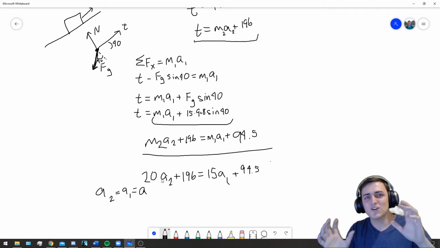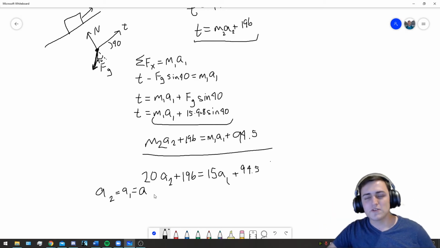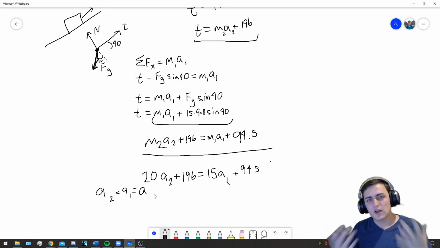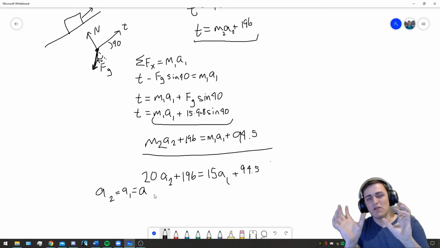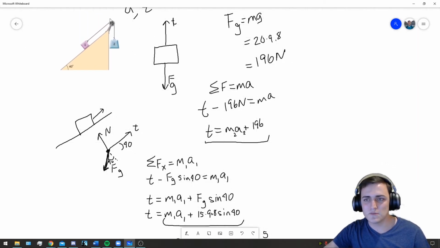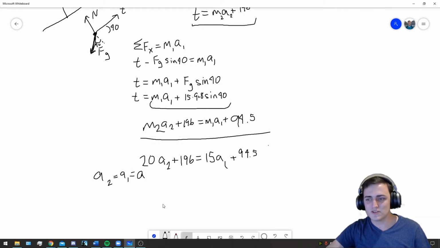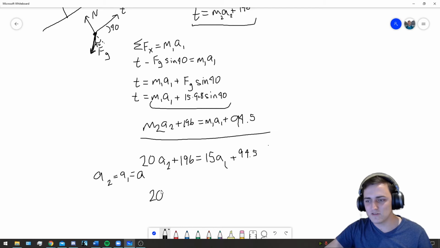That rope is never going to become slack, which might mean that they're not moving together. We know it's always a taut rope, right? Because of the situation in this problem, we know that they have to move together. And so in any kind of problem where we are given a picture of two blocks, one sort of hanging down freely, one going down an incline, most of the time we're going to notice that their accelerations are the same. As such, we have 20a plus 196 equals 15a plus 94.5.